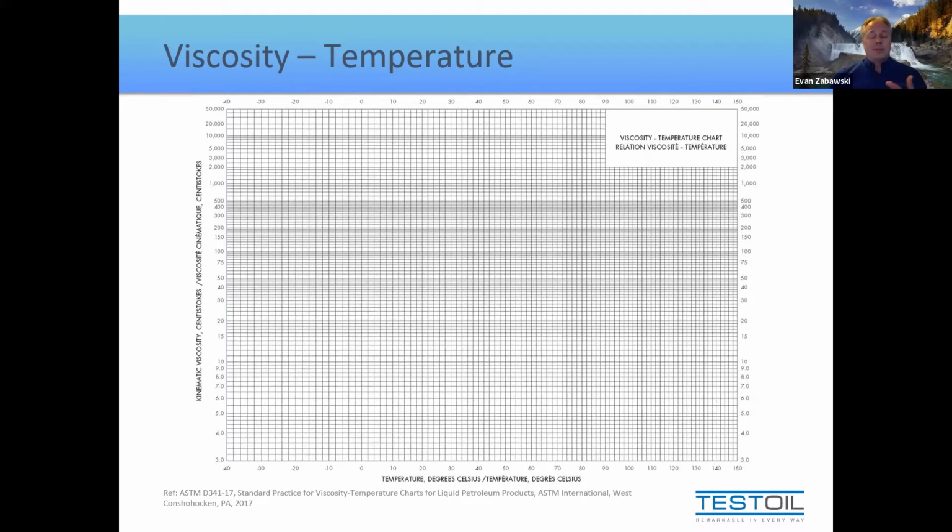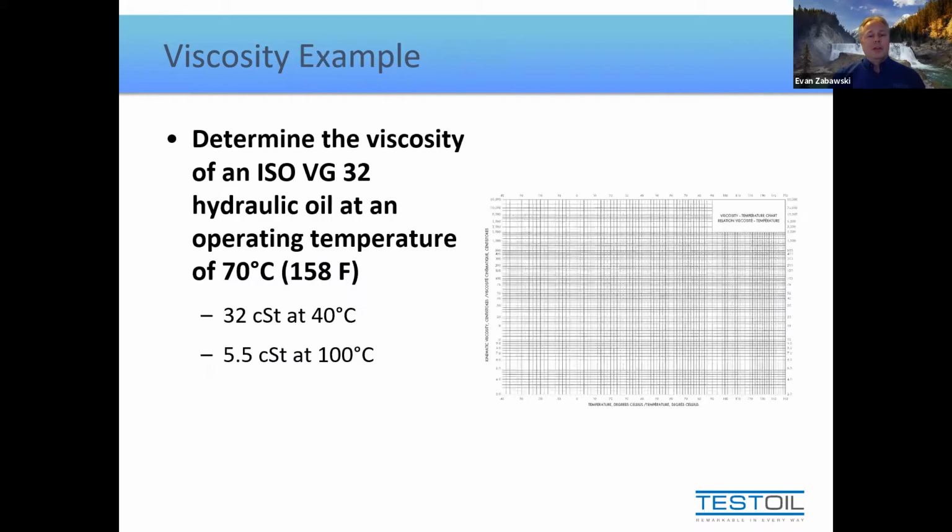So just to show you how this works, here's an everyday example. Imagine there's a hydraulic system. We're using a 32 oil, so ISO viscosity grade 32. And the question is, what is the viscosity of that oil at an operating temperature of approximately 160 degrees Fahrenheit or 70 degrees Celsius? Now, if you go to a product data sheet and look up the viscosities for the oil, you're going to see the viscosities listed at 40 and 100 degrees Celsius. It's not listed at 70. So you can't find the answer real quick.